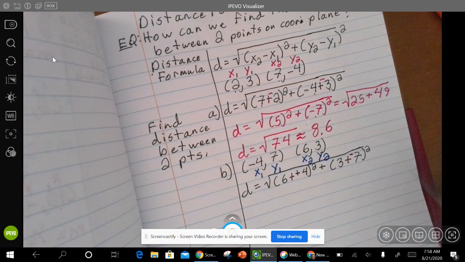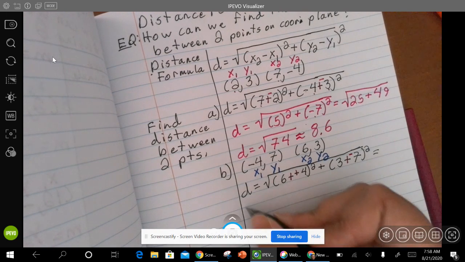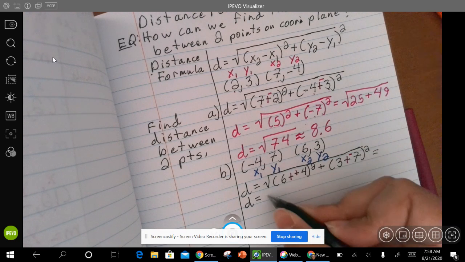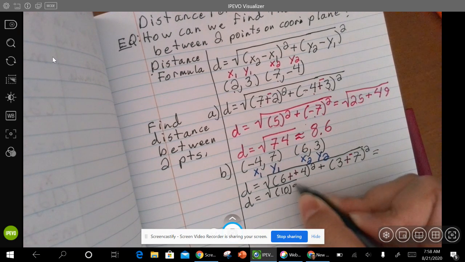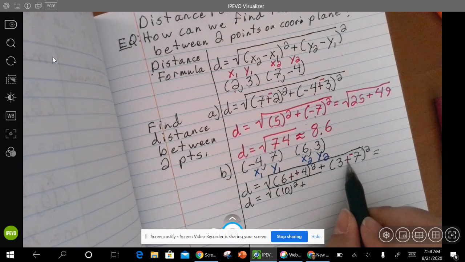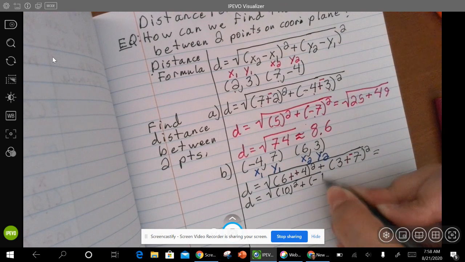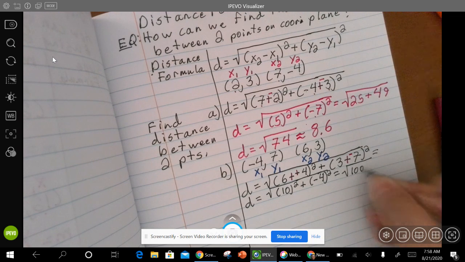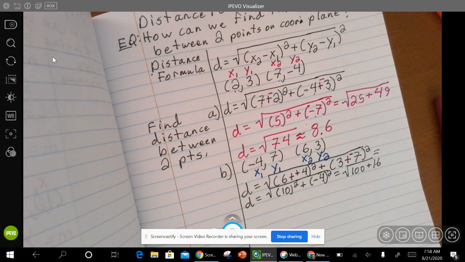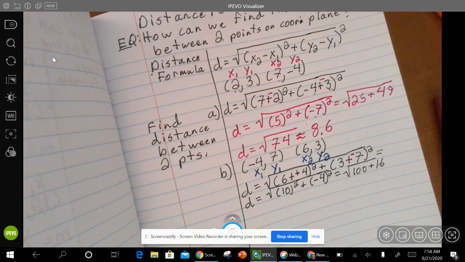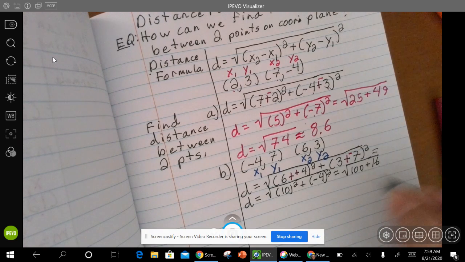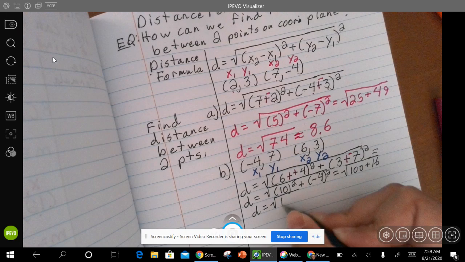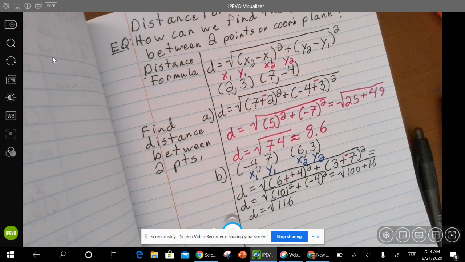And then we are going to go ahead and do those calculations. So 6 plus 4 is going to be 10. And then we're also going to have 3 plus -7, opposite sign subtract, so it's going to be -4. We add the sign of the larger number. 10 squared is 100. -4 squared is going to be 16. So it's going to be the square root of 116. So 116, everybody, you're going to take the square root of that.